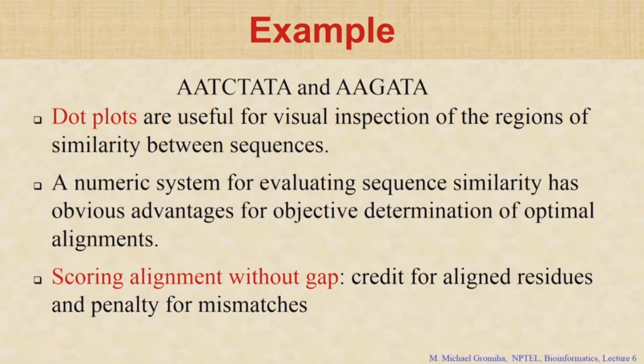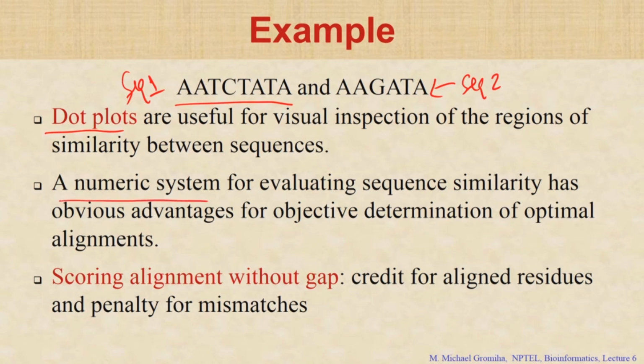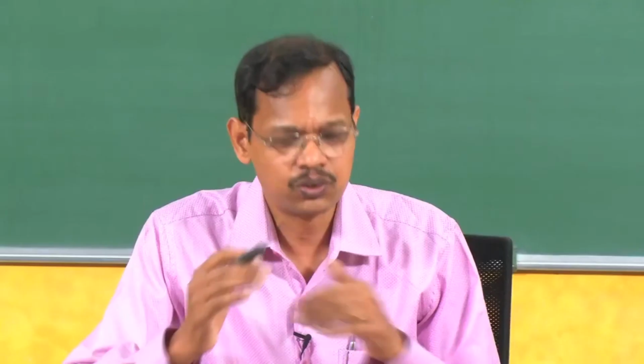Okay, now I showed two examples. First, this is sequence 1, here sequence 2. So, how far are these two sequences related with each other? First, as we discussed, we can have a dot plot, where we can easily see. You can construct a dot plot and see where you have the same amino acids or insertions and deletions. Then we need a numeric system to evaluate how far these two sequences align with each other, whether they align well, or this is a good alignment or a bad alignment.